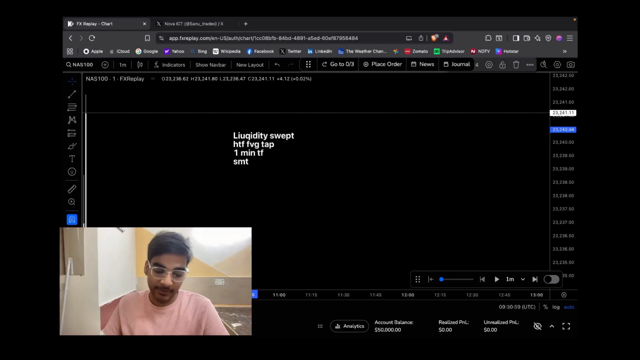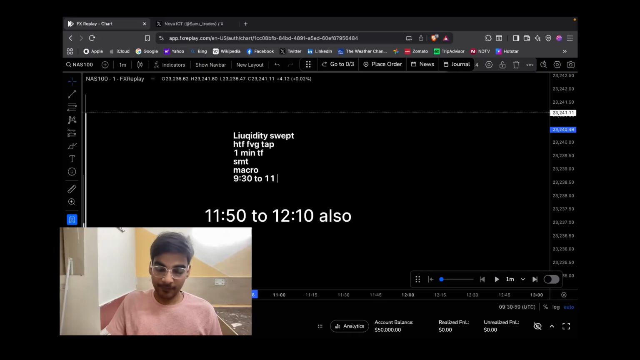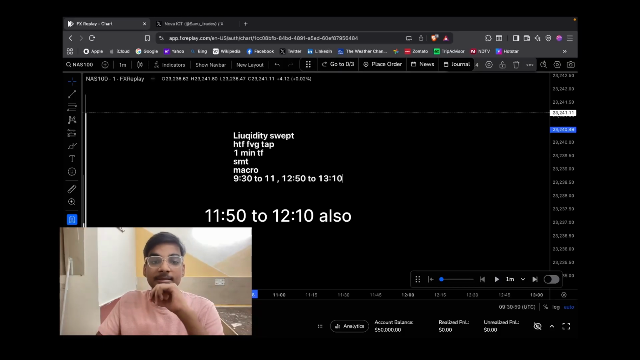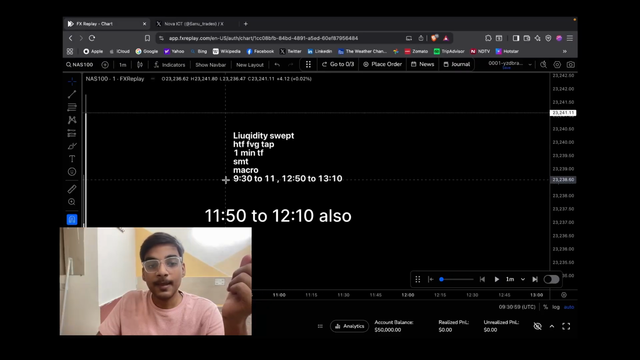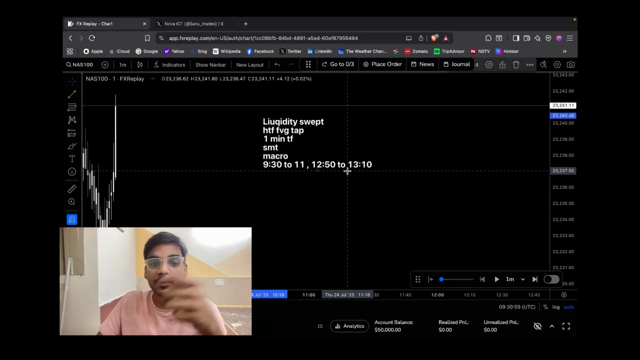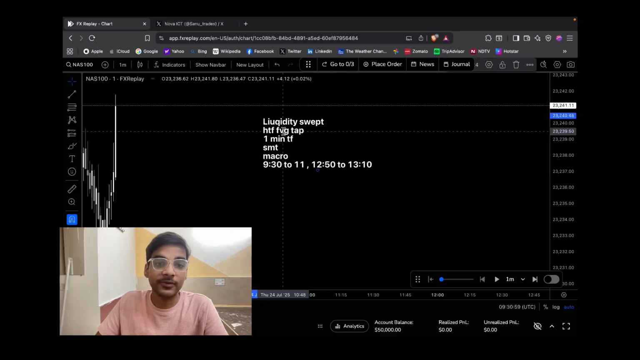I usually prefer to trade in the macro session. So my trade timing is I trade from 9:30 to 11, and then I trade from 12:50 to 13:10. This is the time where I trade. I don't take any other trade apart from this time. So let me give you a look at the strategy and how to trade with it.